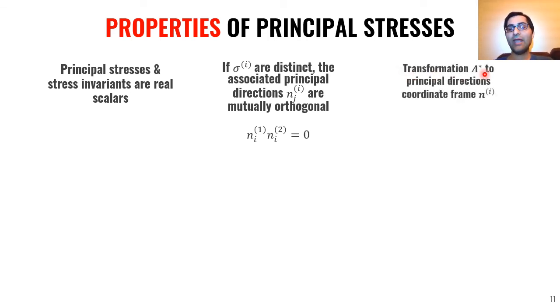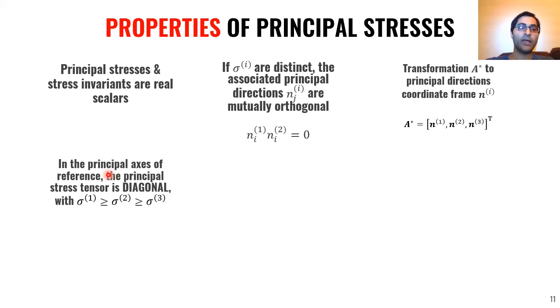The transformation A star to the principal direction coordinate frame is, as we've seen, A star equal to n1, n2, n3, and then transposing the whole matrix. In the principal axes of reference, meaning that after rotating the system with A star, the principal stress tensor is diagonal with sigma 1 more than sigma 2 more than sigma 3.